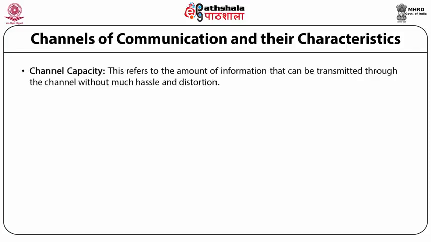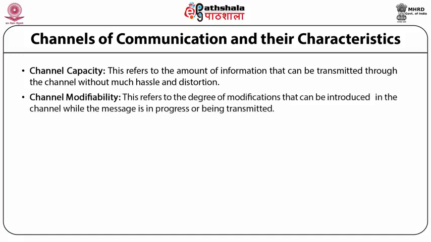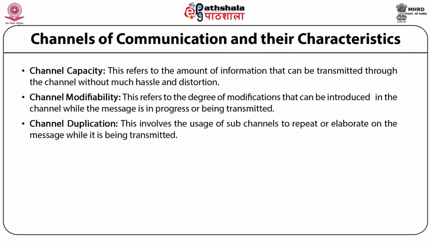First is the channel capacity. This refers to the amount of information that can be transmitted through the channel without much hassle and distortion. Then there is channel modifiability. This refers to the degree of modifications that can be introduced in the channel while the message is in progress or being transmitted. The third is channel duplication. This involves the usage of sub-channels to repeat or elaborate on the message while it is being transmitted.